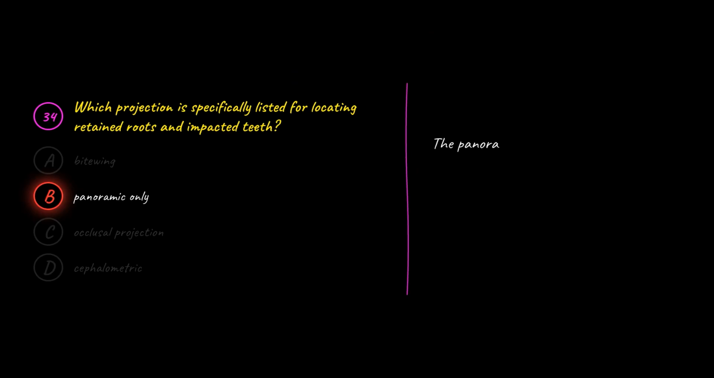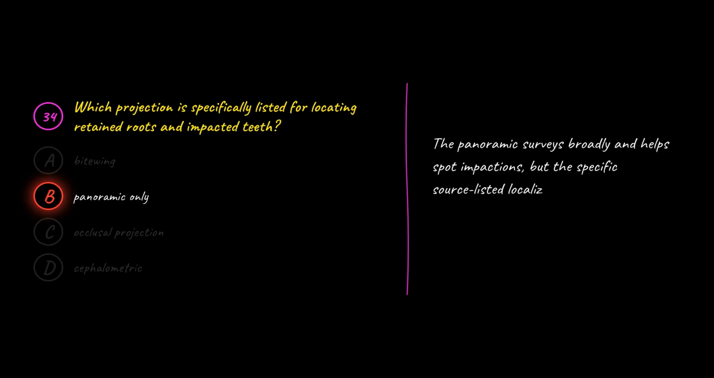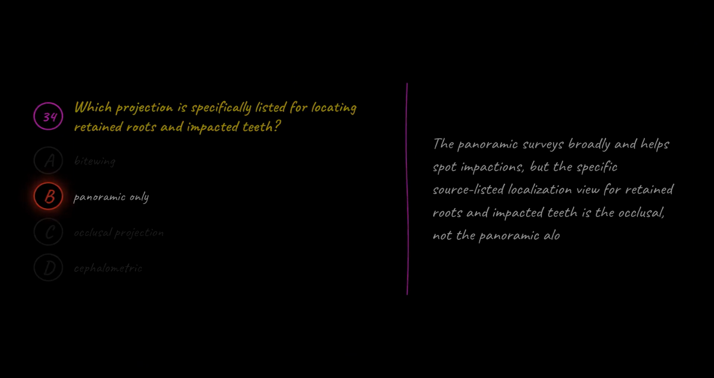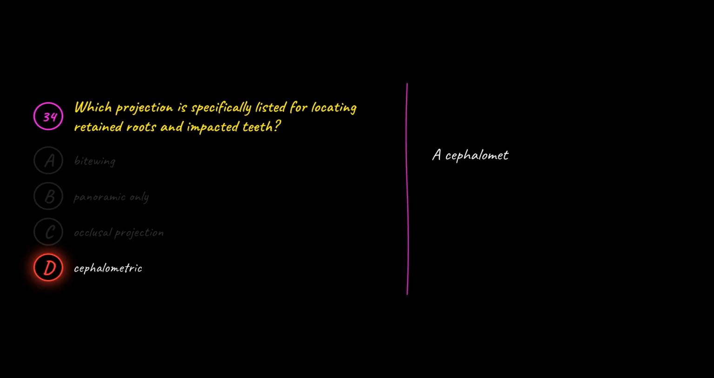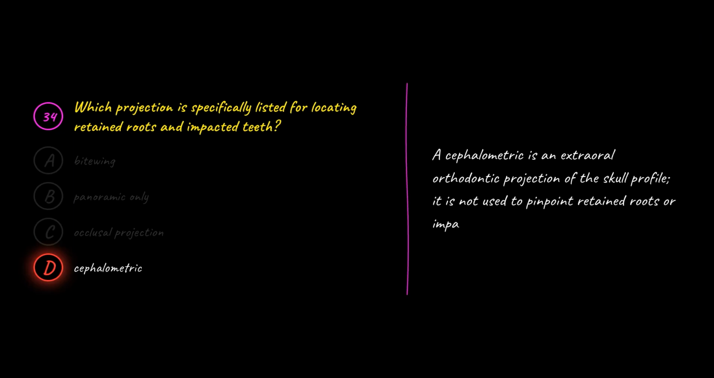B is wrong because the panoramic surveys broadly and helps spot impactions, but the specific source-listed localization view for retained roots and impacted teeth is the occlusal, not the panoramic alone. D is wrong because a cephalometric is an extraoral orthodontic projection of the skull profile. It is not used to pinpoint retained roots or impactions within the dental arch.